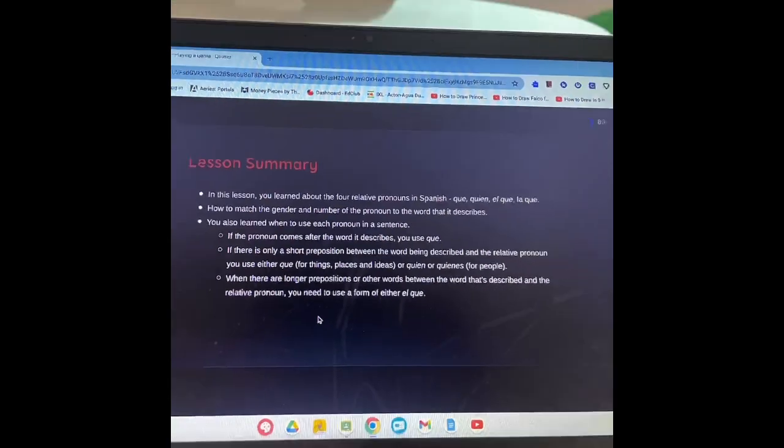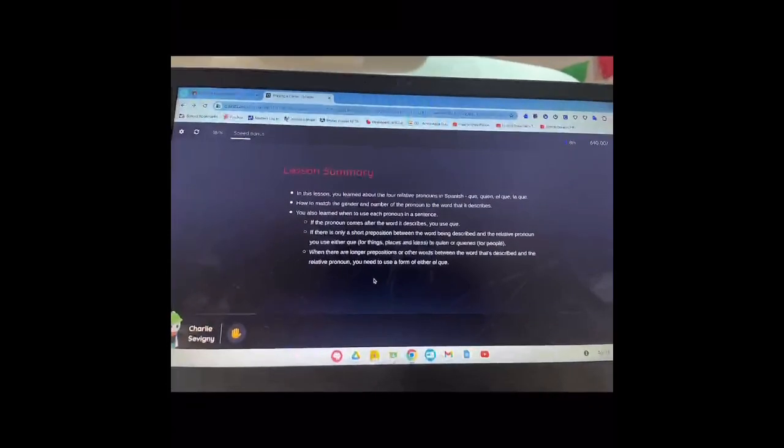So yeah, that's pretty much what relative pronouns are. Now I know there's gonna be a lot to handle, a lot to take in for some of you guys, but just keep practicing them and then you'll eventually get them.